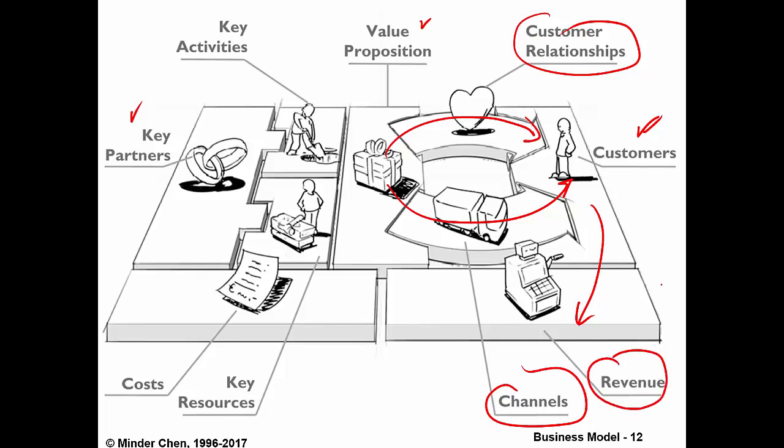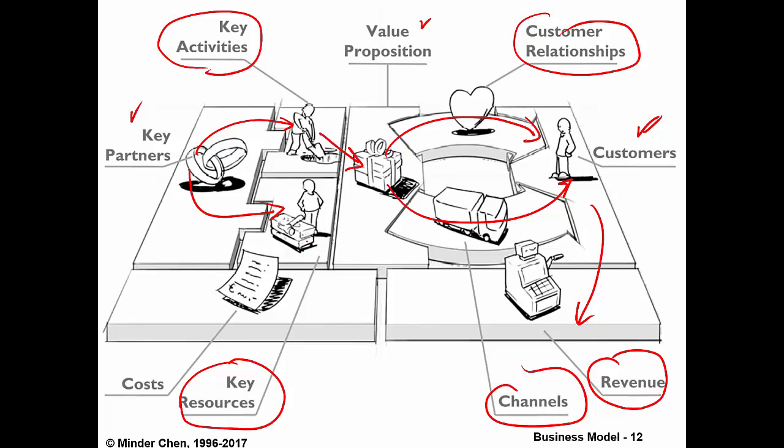But in order to produce the product or provide the service, you do need to perform some key activity, and those key activities may require certain key resources. The resource may be provided by a certain key partner, and the partner may help you to perform some of the activities in order to produce the product or provide the service eventually to your customer.